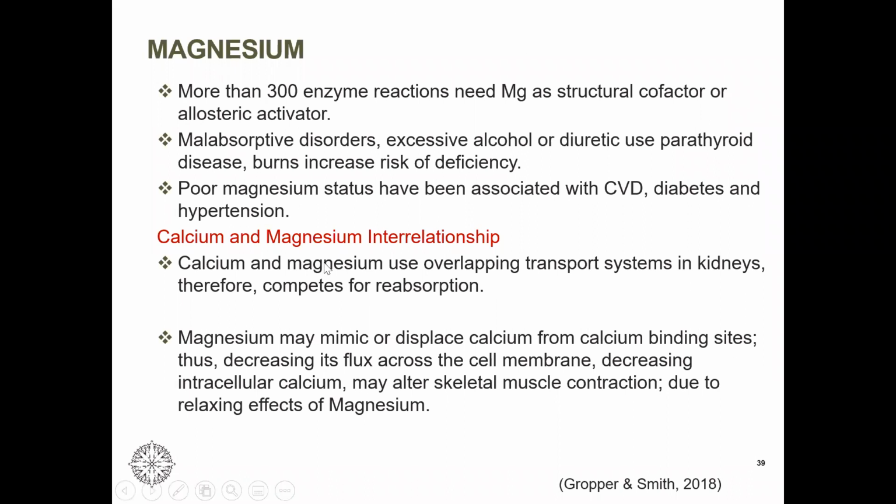Okay. Then there is a very intricate relationship between calcium and magnesium. Sometimes they compete and sometimes, in fact, they support each other. Magnesium can mimic or displace calcium from calcium binding sites, thus decreasing its flux across the cell membrane.